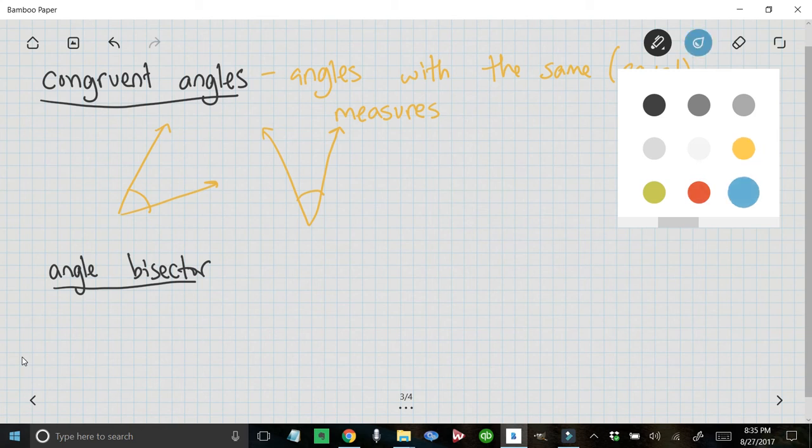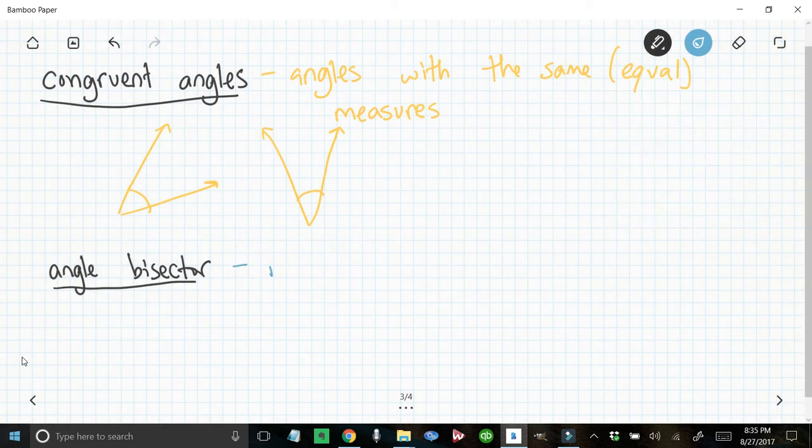Grab another color. This one's kind of light. An angle bisector is a ray that splits an angle into 2 congruent angles.